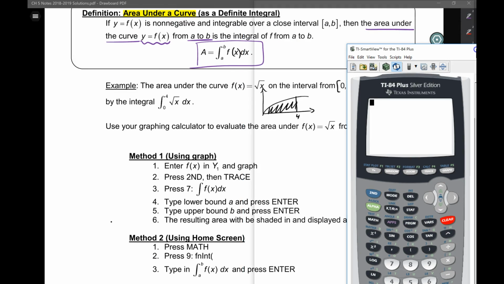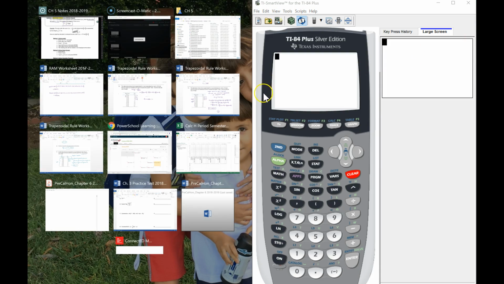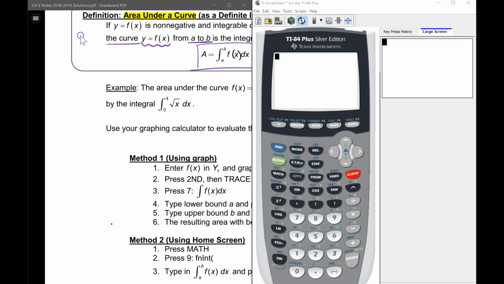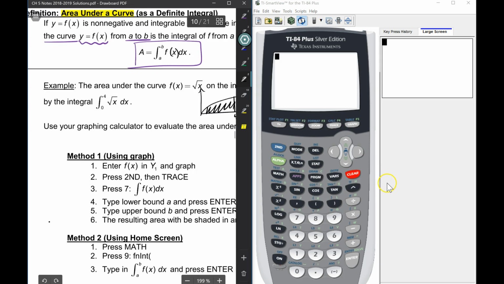Yeah, because half my students use the 84s. Well, I guess no, only you guys use the 84 now. Everybody else has the Inspire. Yeah, because we're phasing them out, so next year I won't need this anymore.